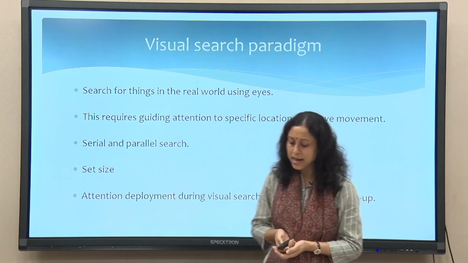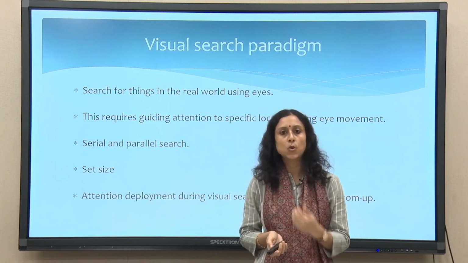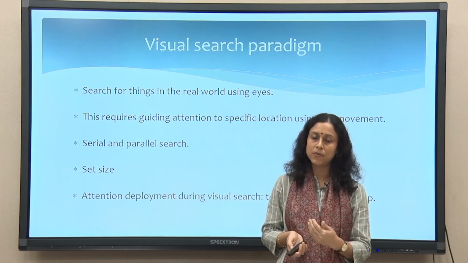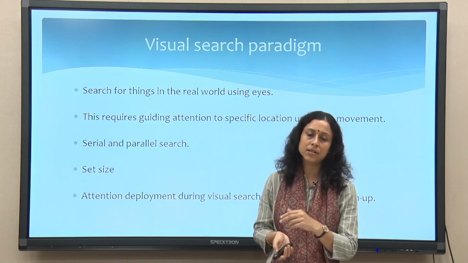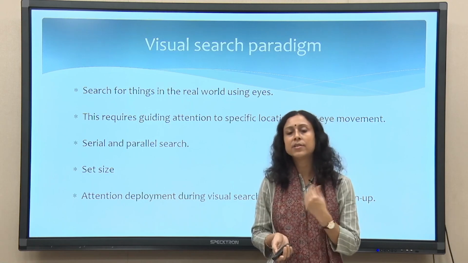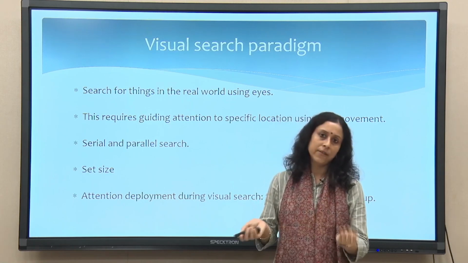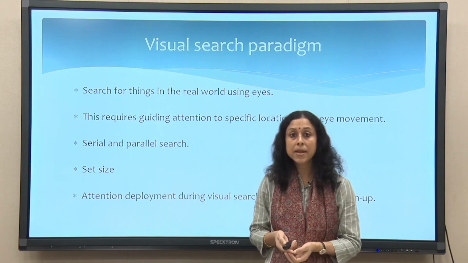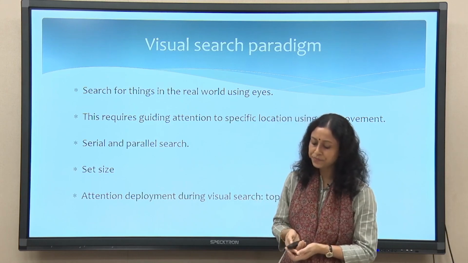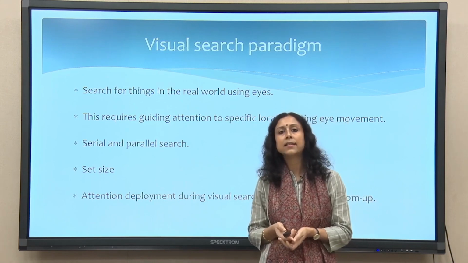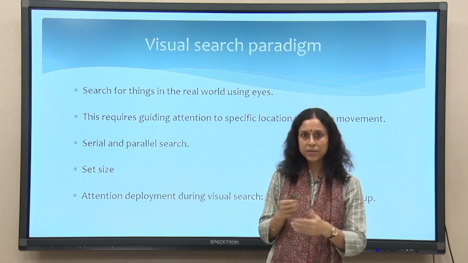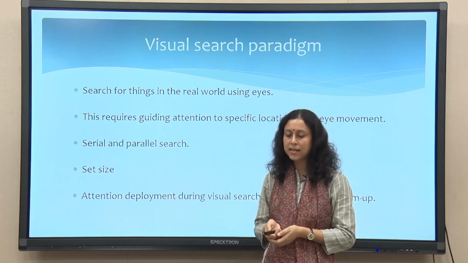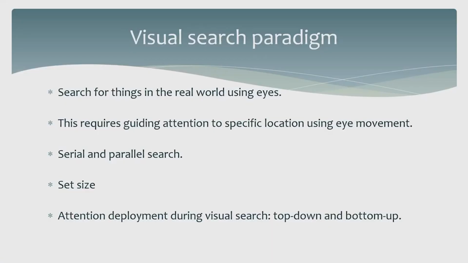This requires guiding attention to a specific location using eye movement. When we search for something, when we look for something, basically we scan the domain, we scan the scene or the environment or whatever the case may be, using our eyes. So, this needs guided attention because we are focusing on a particular object, channelizing the attentional mechanism. There are a few variables within this paradigm.